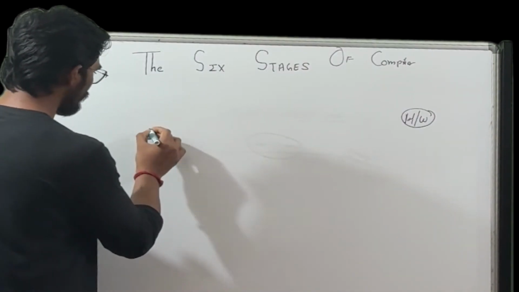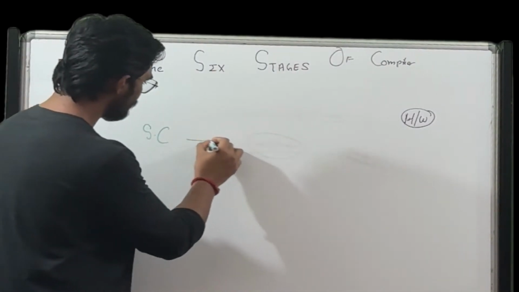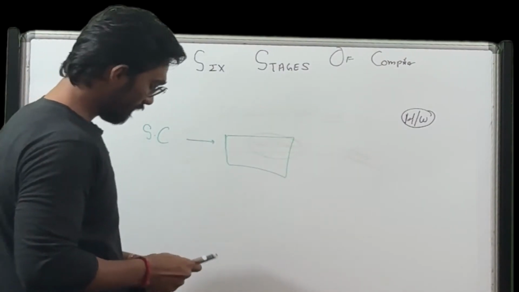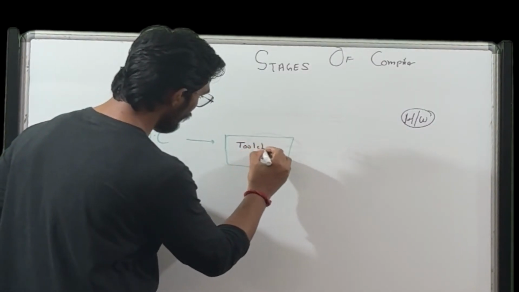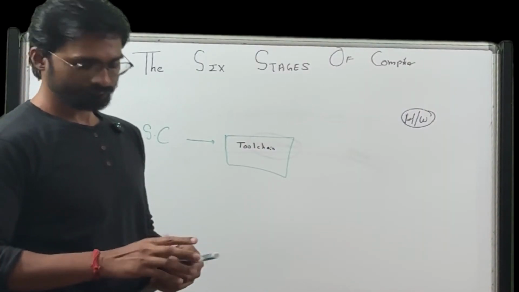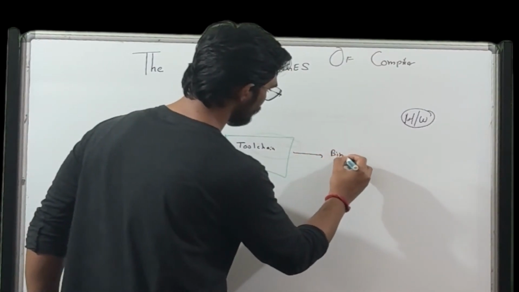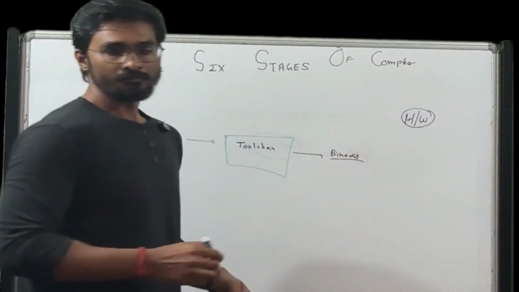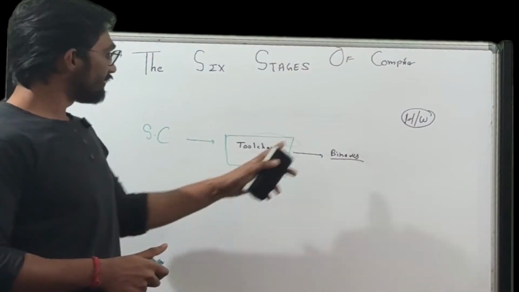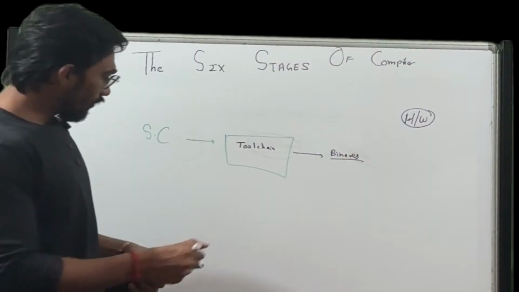Whenever we write any source code, this source code is given as input to a toolchain, and this toolchain generates what? Binaries. So basically how does this toolchain work?